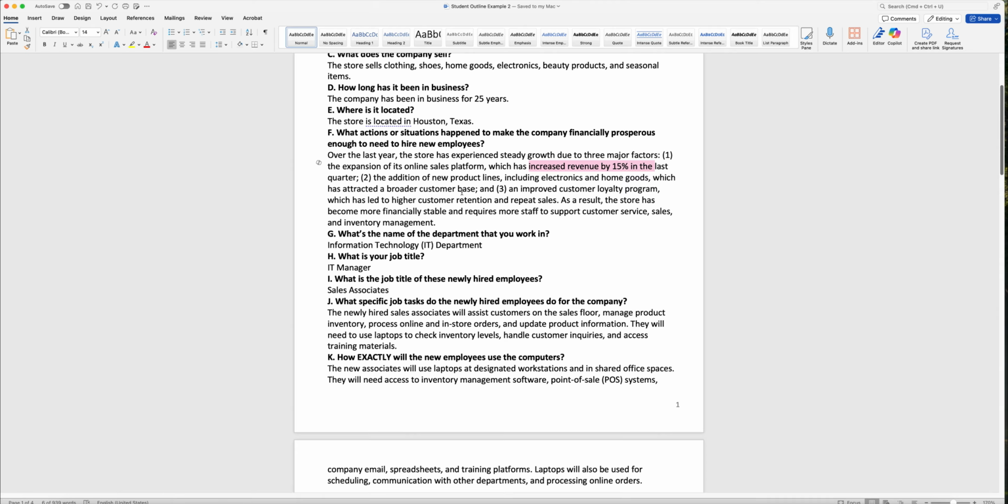The addition of new product lines, including electronics and home goods, which has attracted a broader customer base. Fantastic. You're offering something new that definitely could attract more people to come into your store. And three, an improved customer loyalty program, which has led to higher customer retention and repeat sales.